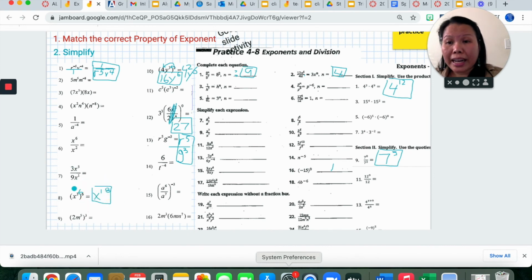3 over 9, we're dividing its number. So 3 and 9, I can divide by 3. And I will get 1 over 3. 3, I get 3. So 3 is going to be on the bottom. Remember to take the numbers on the bottom there.